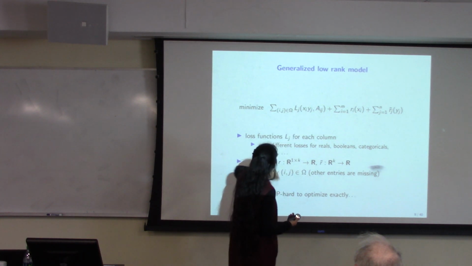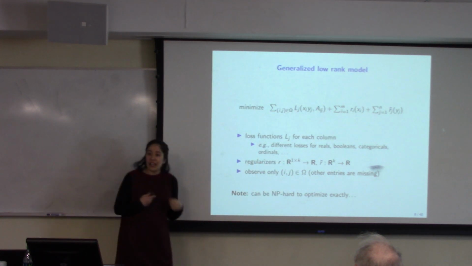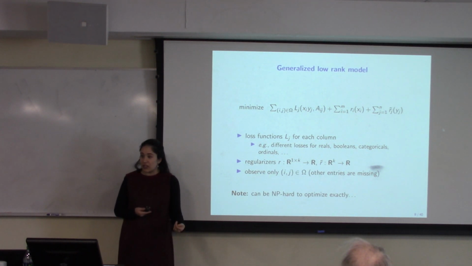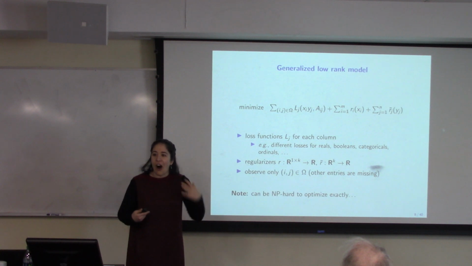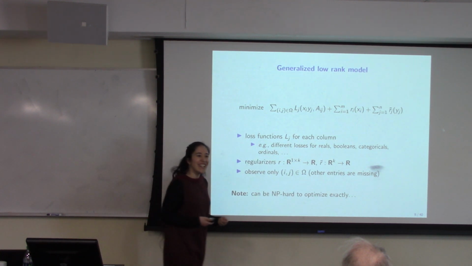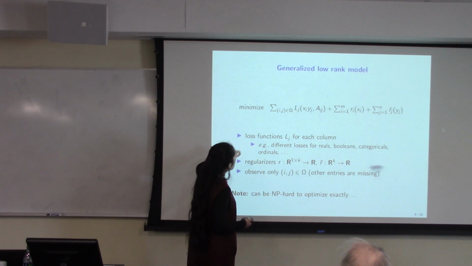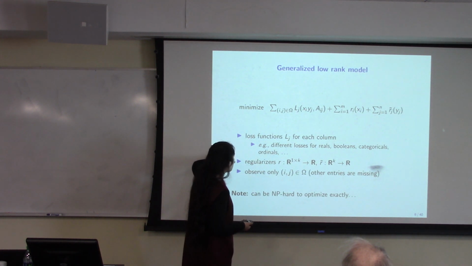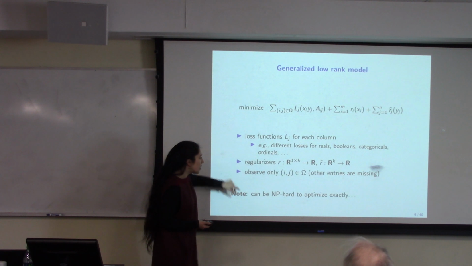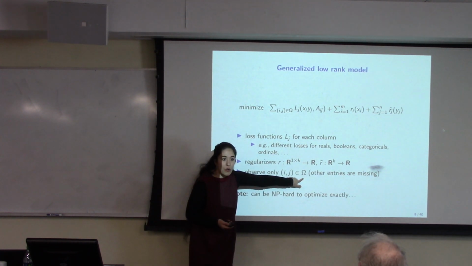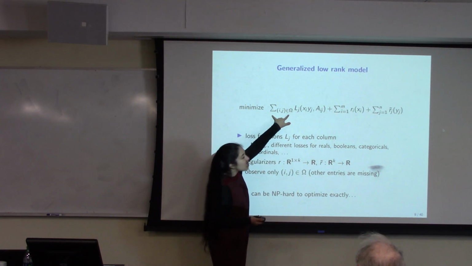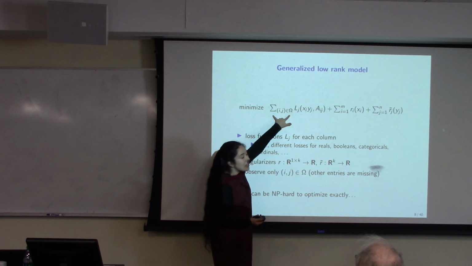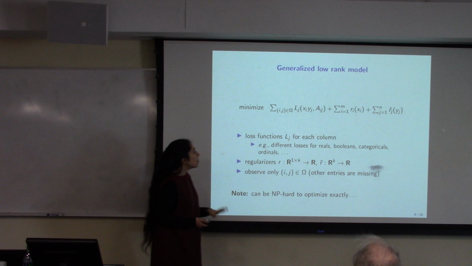And I'll have different losses for different kinds of observations. So different losses for reals, for Booleans, for categoricals, etc. And I'm not going to have time to get into all of these losses, but there are really good ones that work well for imputation. The second change is that we're only going to observe the entries ij in this observation set omega. So rather than minimizing this objective over all the entries in our matrix, we're going to minimize it just over the entries that we have observed.